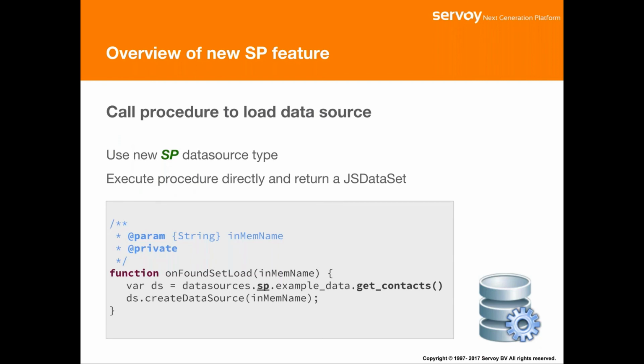And that will call the procedure directly. It'll also suggest what the parameters should be, and these always return a JS data set. It doesn't matter what the procedure definition is, it will return a data set, even if it returns a single value, that will be packed in a data set. From there, it's a one-liner to create a data source from a JS data set. And from there, all the design time stuff applies to those as regular data sources.